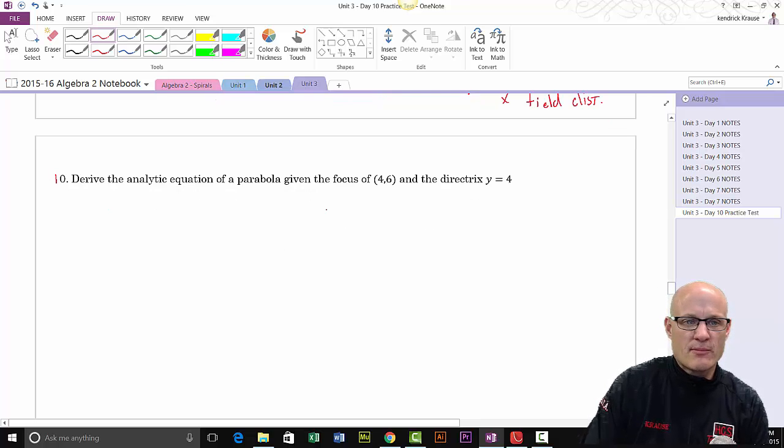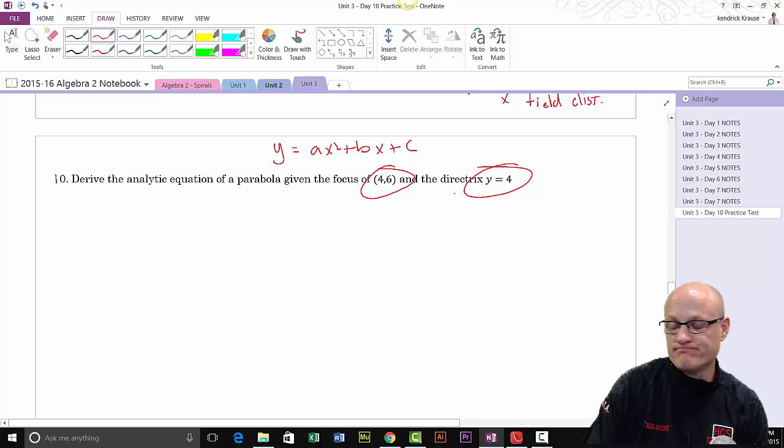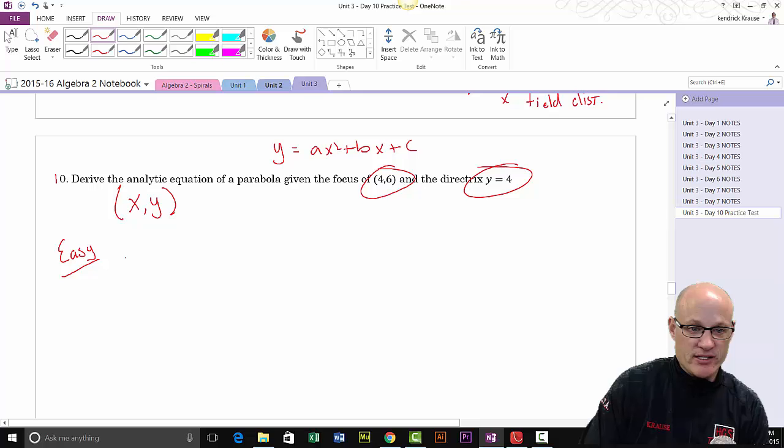Okay. So remember, we're going to try to create the equation. The equation is going to be y equals ax squared plus bx plus c. Do you see an x in this, or do you see an x in this? So we have to make up a point, x comma y. We're going to do easy. Easy is the distance between this y value and this line. Well, we just subtract the y's. Y minus 4. That's easy.